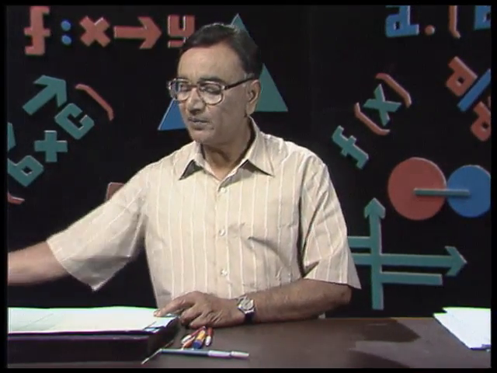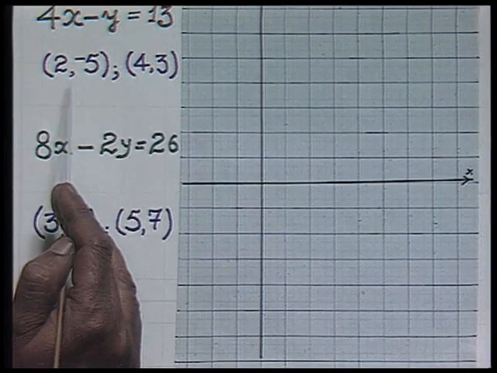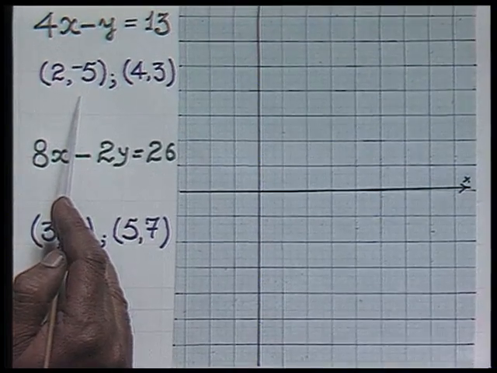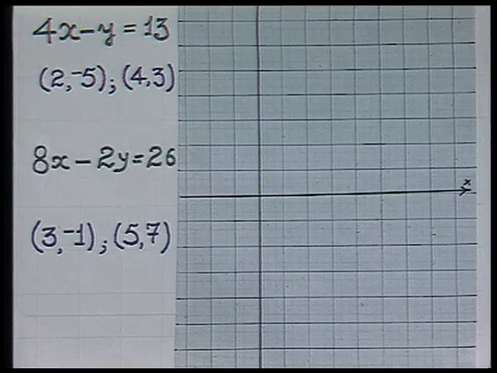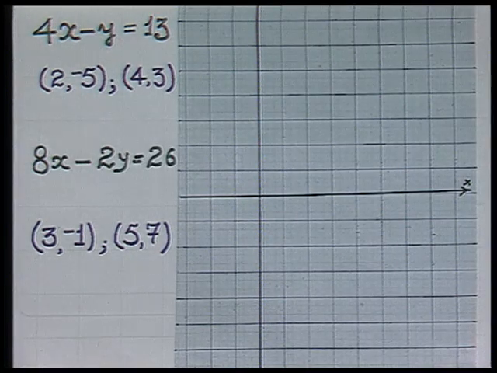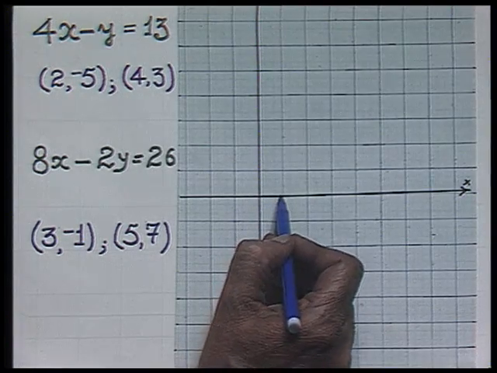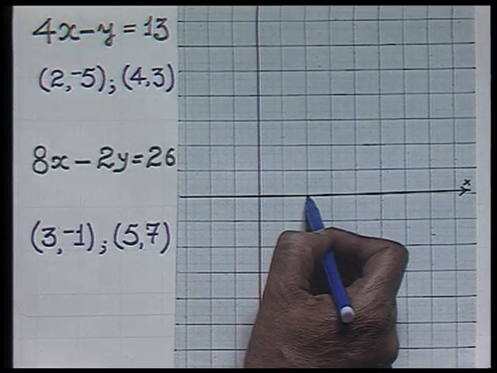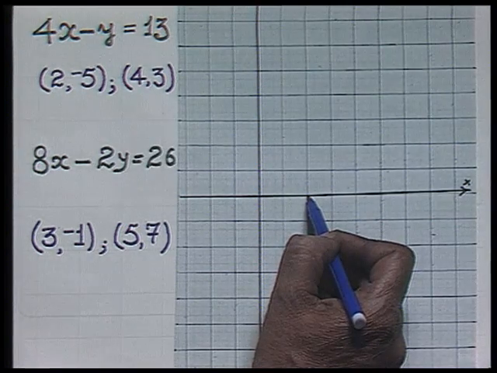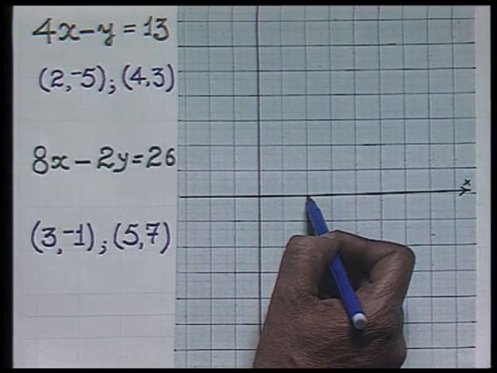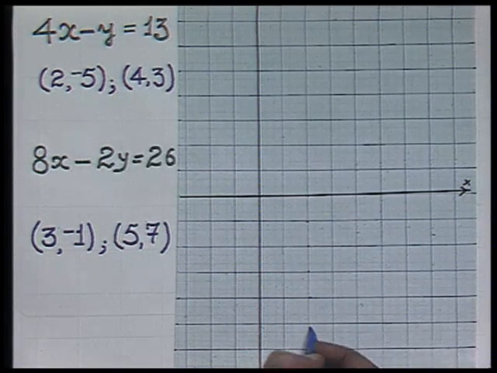So here is the first equation, 4x minus y equals 13, and the ordered pairs we are taking for this are (2, minus 5) and (4, 3). So let's first plot these two points. First point is (2, minus 5). Again, 2 being positive, I will move to the right, 1, 2, and minus 5 units. Which direction do I go, up or down? Because it's a negative distance, I will be going down. So this is 1, 2, 3, 4, 5.